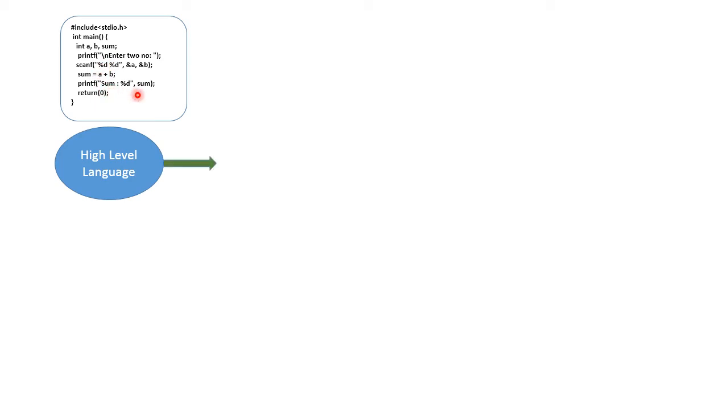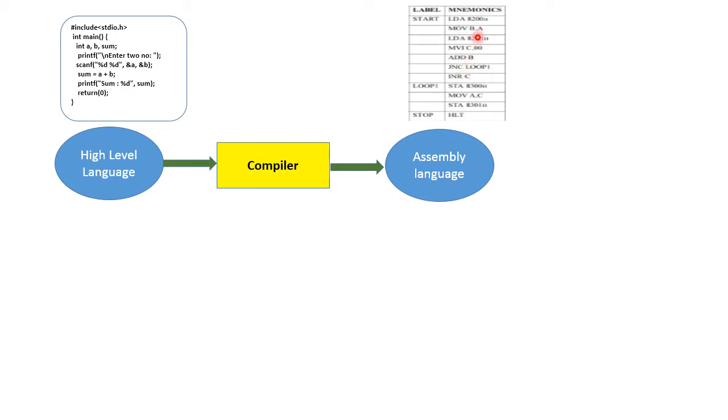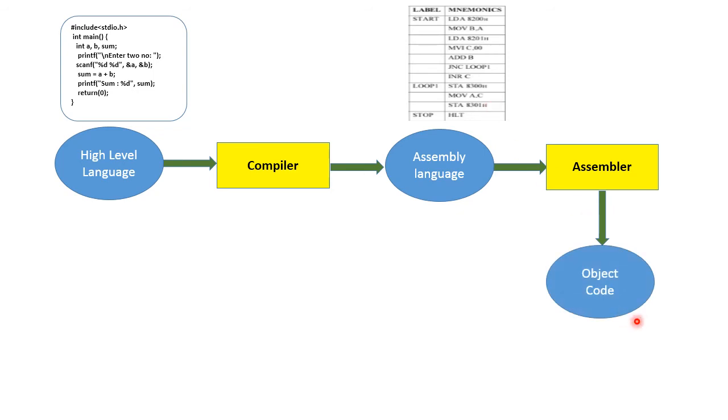Now, using a compiler, we are going to convert this high-level language into an assembly language. Assembly language consists of instructions, that is mnemonics, then labels, etc. After converting it into assembly language, the next process is using an assembler, we will be converting it into object code. Object code is nothing but a binary file. It is zeros and ones. The coding will be like this. These instructions are converted into zeros and ones.